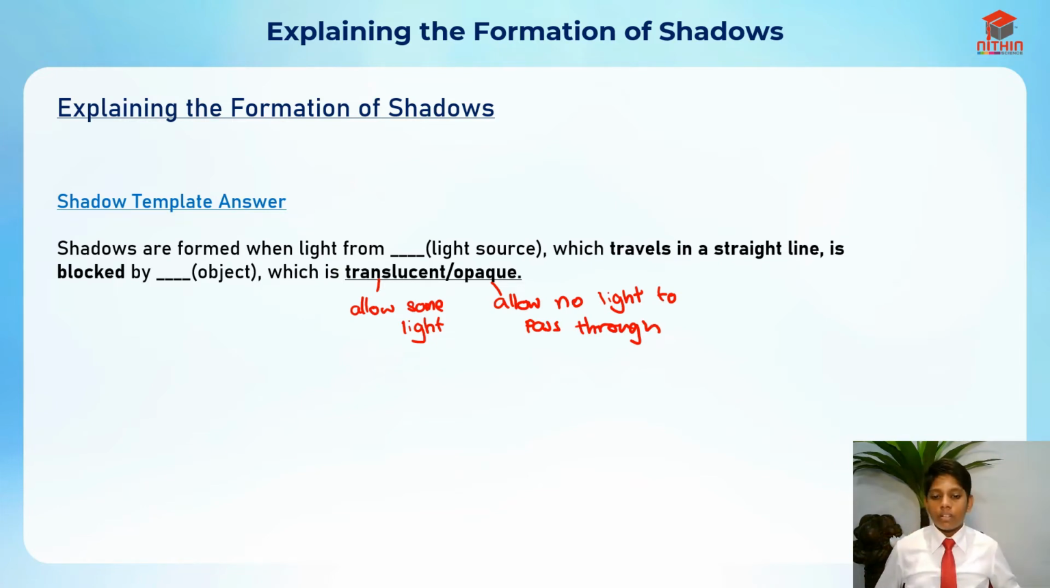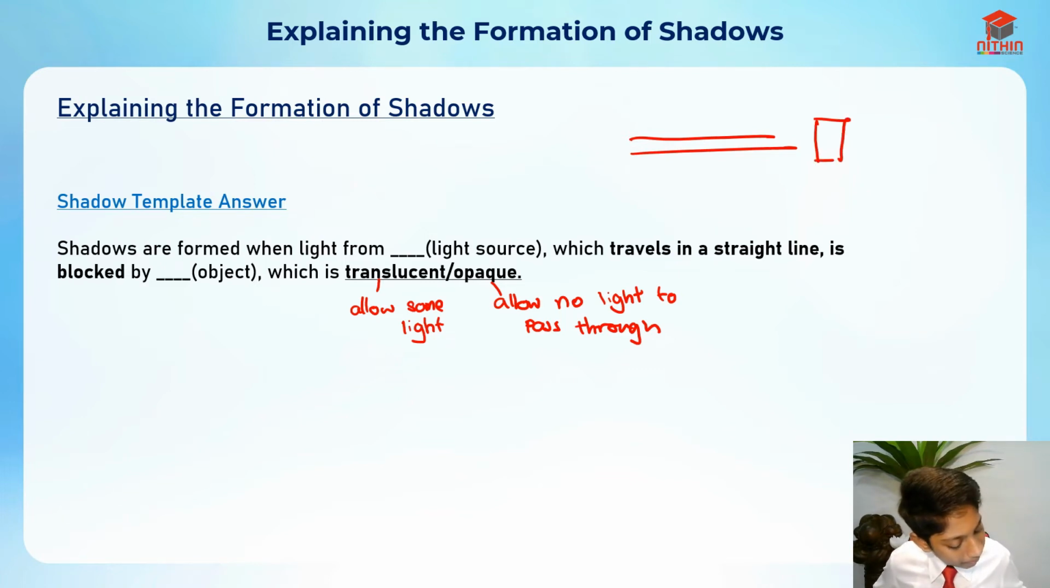Okay, so this is the shadow template answer. Basically, imagine this is the light ray. There's a torchlight over here, and then there's an object over here. The object blocks the light, and then the light cannot continue anymore. So this is how shadows are formed.